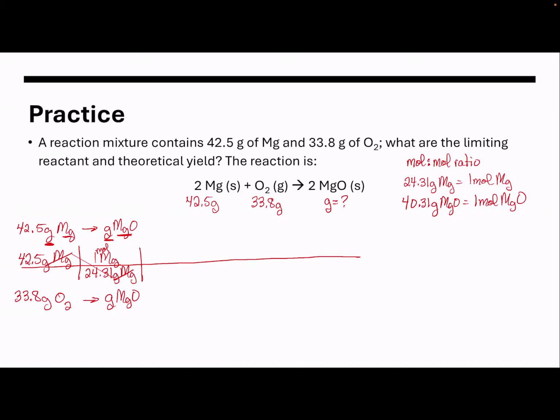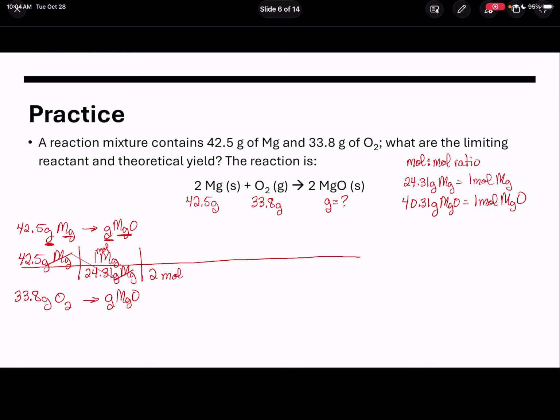Now I have moles of magnesium and I need to use the mole-to-mole ratio in order to convert from magnesium into magnesium oxide. According to the balanced chemical equation, 2 moles of magnesium produce 2 moles of magnesium oxide. The mole of magnesium went in the denominator so that the unit and the substance would cancel out, leaving moles of magnesium oxide.